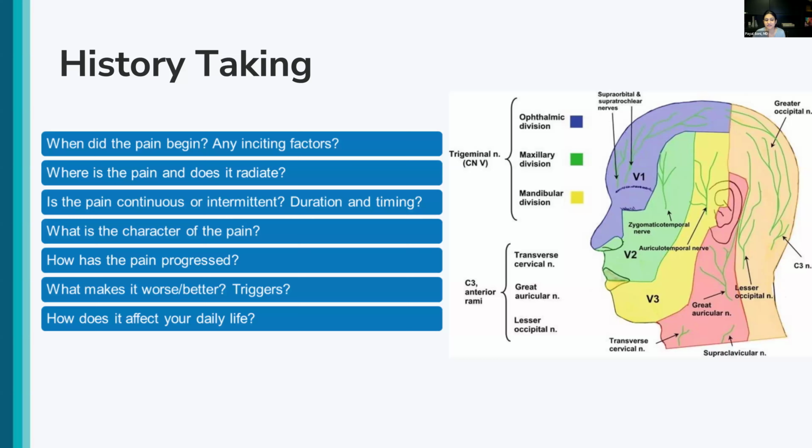And then finally, how does it affect your daily life? For me, I think this is a really important question because I also want to make sure that I'm addressing quality of life for these patients. With facial pain, really innocuous things like talking and eating, things that we do without even thinking, can be really affected, and it can have an emotional and mental impact on patients as well that ultimately can affect their treatment response too. So I want to make sure that I have a good idea of how they are coping with the pain that they have.